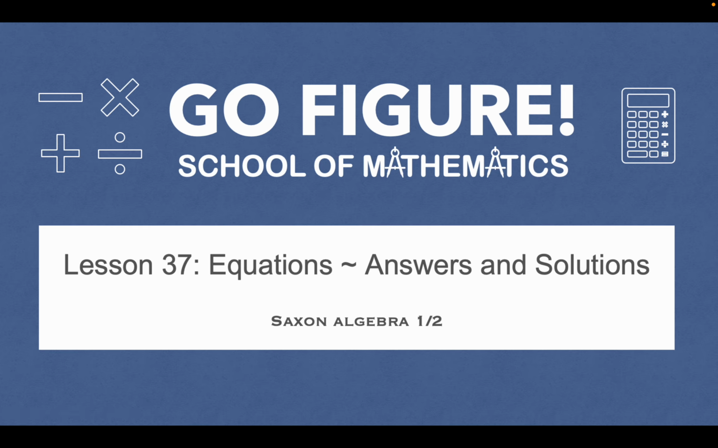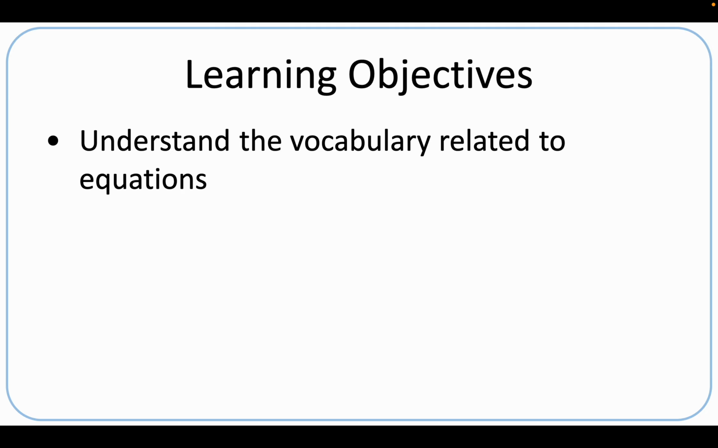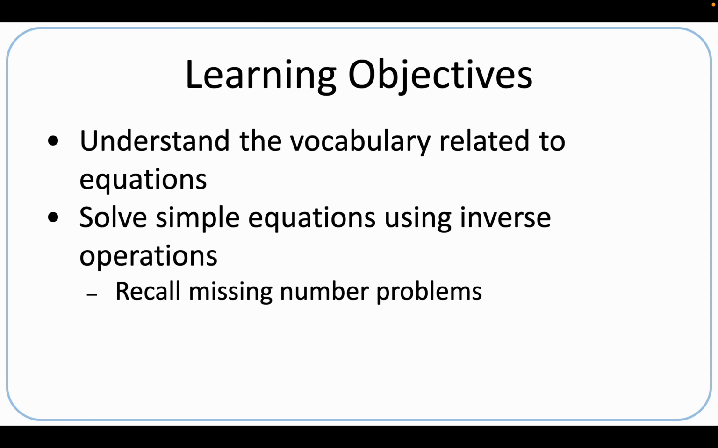Today we are on lesson 37 of Saxon Algebra Half, Equations, Answers, and Solutions. Learning objectives today are to understand the vocabulary related to equations, to solve simple equations using inverse operations, and recall missing number problems that we learned in an earlier lesson.